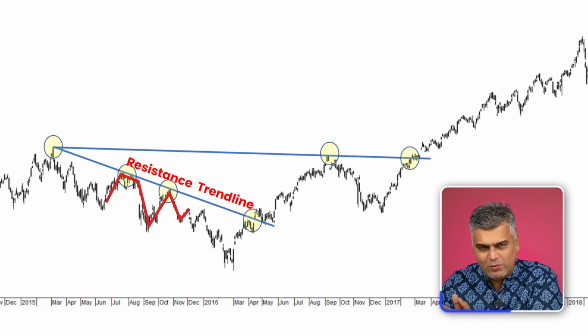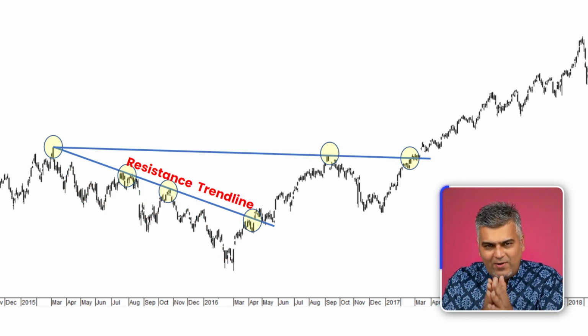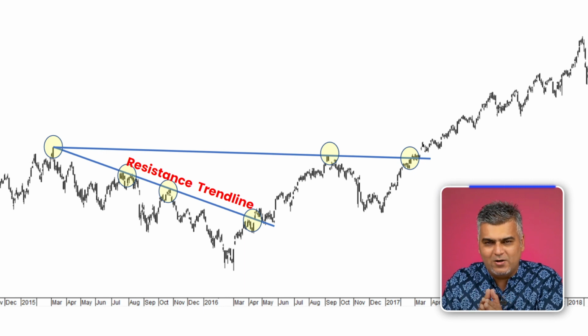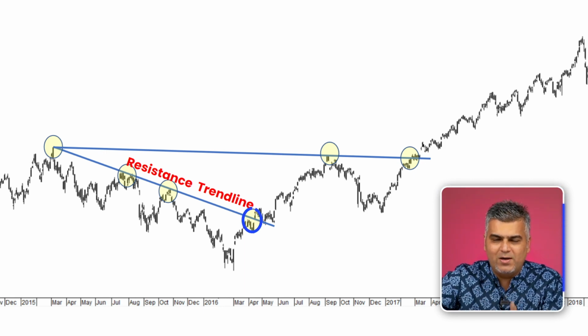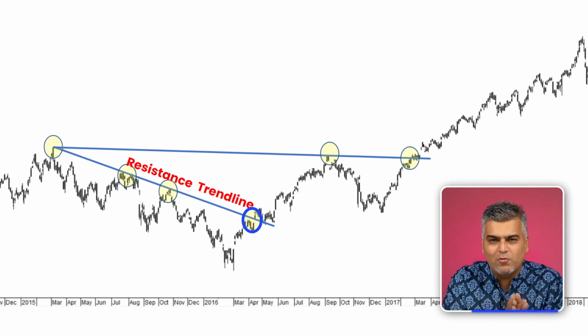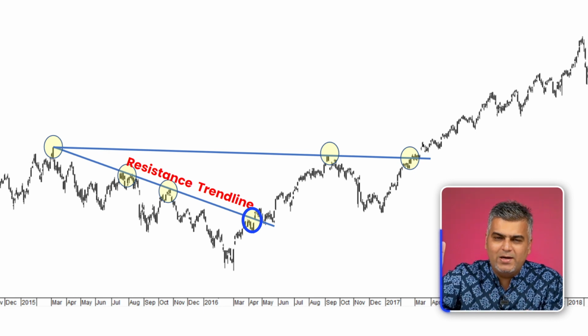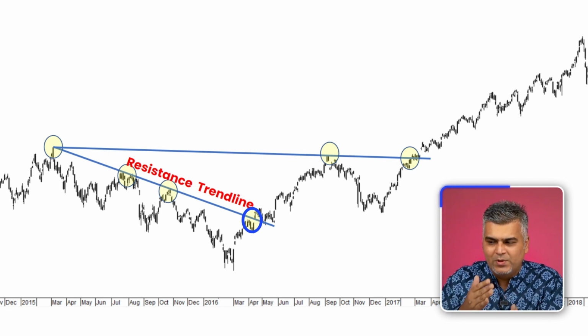The markets corrected a good 20-25% from the top. Finally in 2016, start of it, it gave a breakout above this trend line. That signified now the downtrend is over. We'll get into an uptrend or a sideways trend.